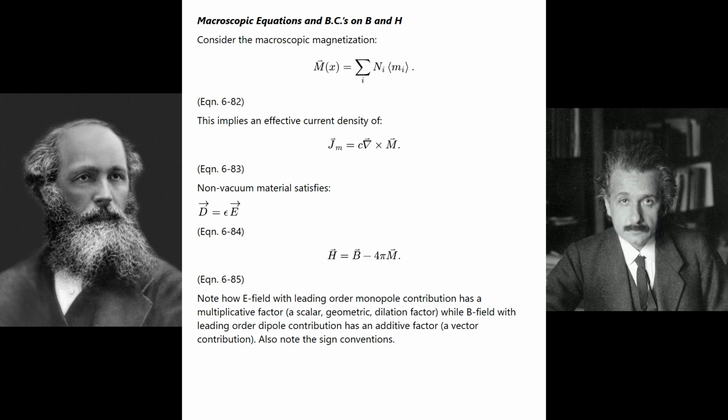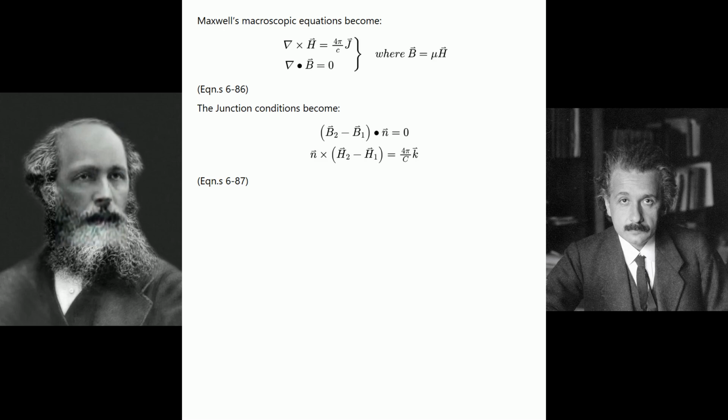Non-vacuum material satisfies D vector equals epsilon E vector, equation 6-84, equation 6-85. Note how the E field with leading order monopole contribution has a multiplicative factor, a scalar, geometric dilation factor, while the B field with leading order dipole contribution has an additive factor, a vector contribution. Also note the sign conventions. Maxwell's macroscopic equations become equations 6-86. The junction conditions become equations 6-87.